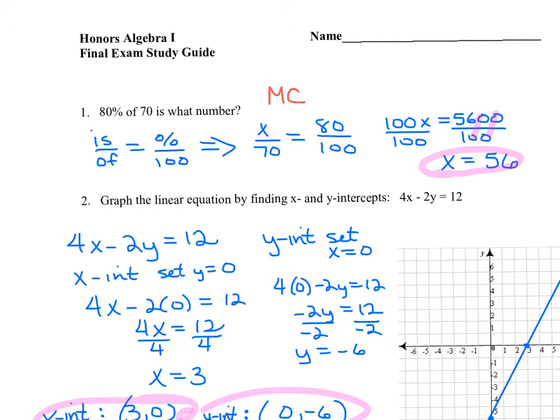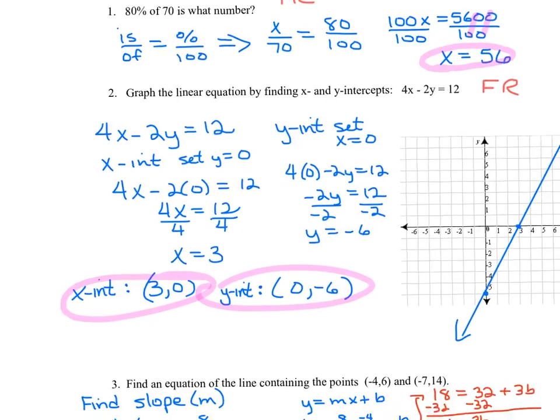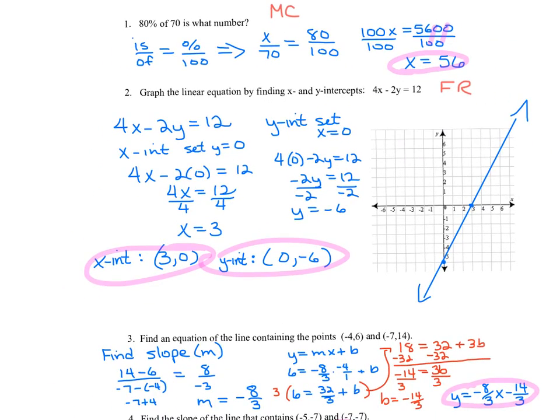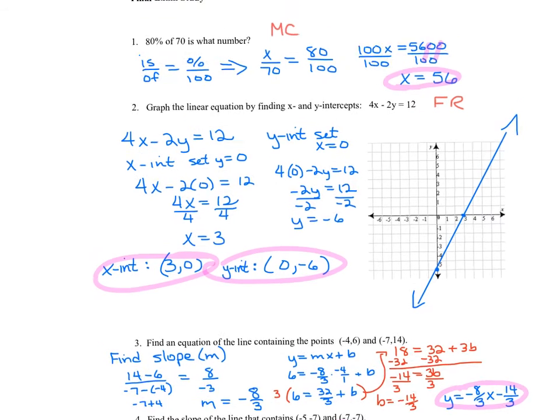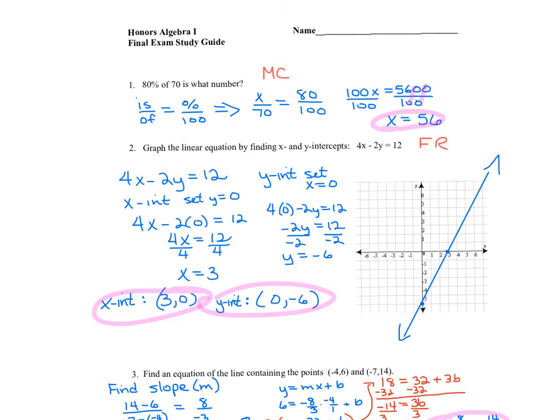The next one, this is not a multiple choice. This will be a free response. So you will be graphing on this question. You will first show me the calculations of finding the intercepts, and then you will graph the line. So I want to see the intercepts labeled on your graph or over to the side like I did here. So this is a free response question. Everybody good on the first two? Everybody remember how to do those two?